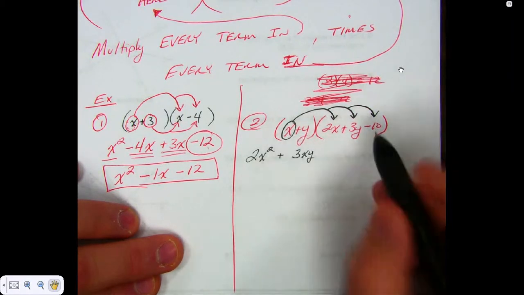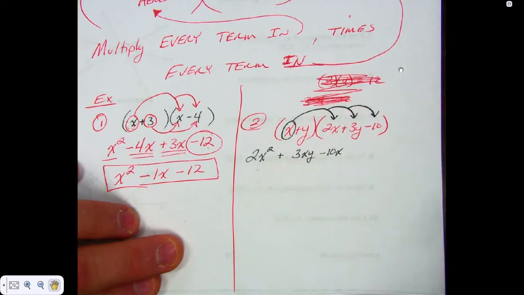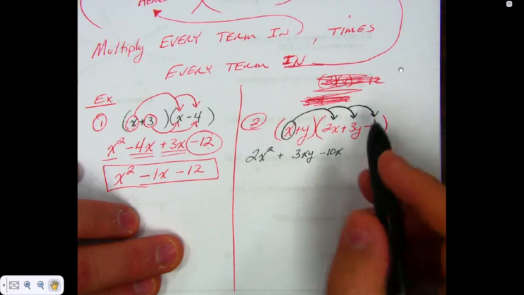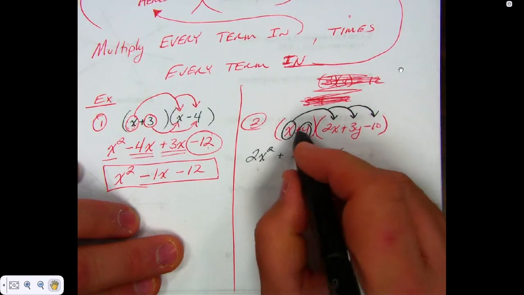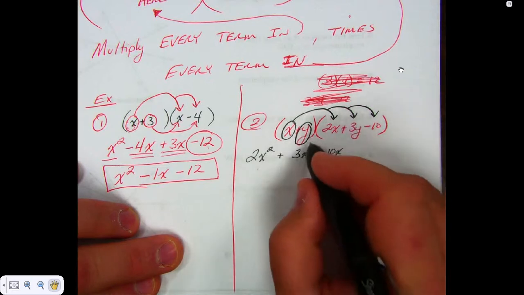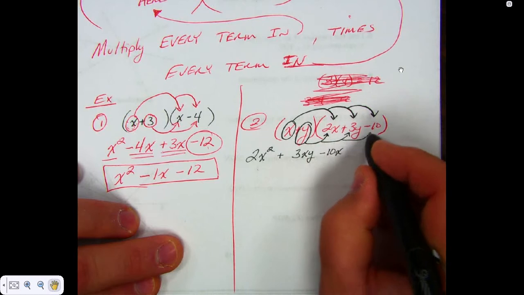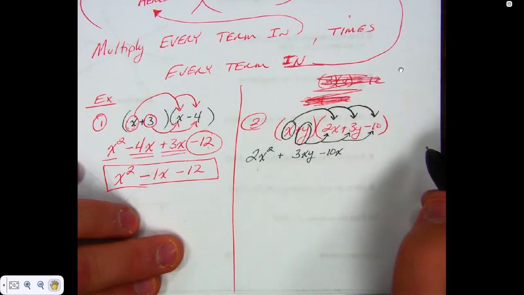X times negative 10 would be a what? Negative 10 what? X. Now, am I done? Have I multiplied every term in here times every term in here? I haven't, have I? I now got to multiply this other term, and pay attention if there's a negative there, right? You got to multiply through by a negative, don't you? I have to multiply that times 2x times 3y and times negative 10. In this problem, there's 9 separate multiplication problems, isn't there?